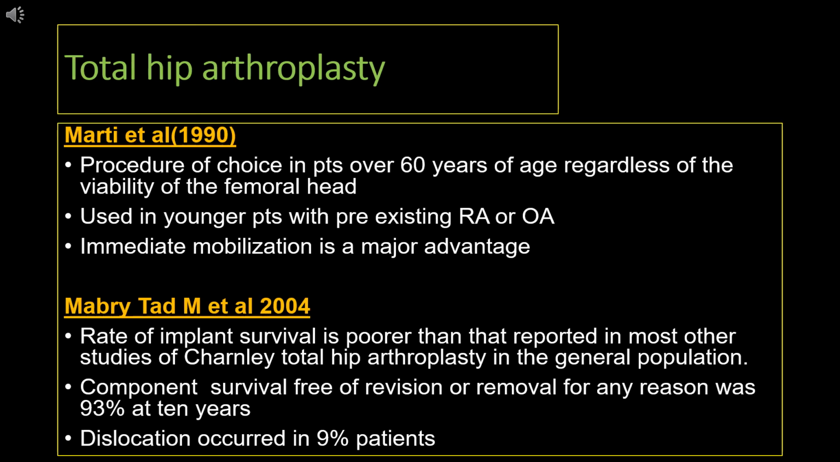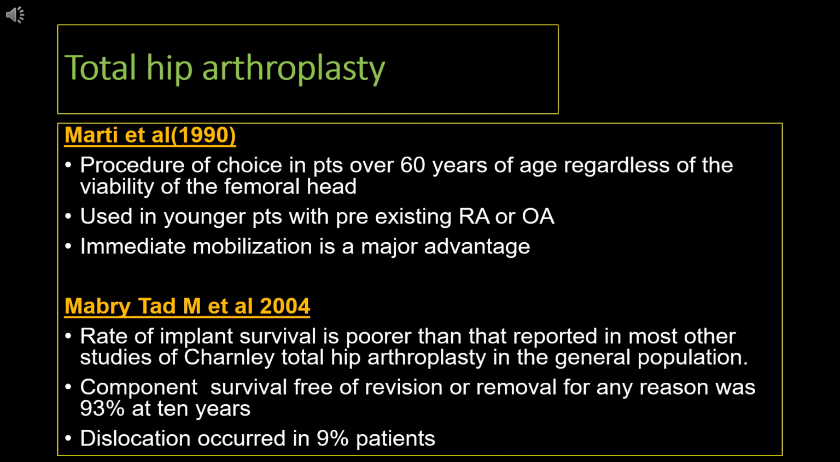Total hip replacement: procedure of choice in patients over 60 years of age regardless of the viability of the femoral head. Used in younger patients with a pre-existing rheumatoid arthritis or an osteoarthritis. Immediate mobilization is a major advantage.